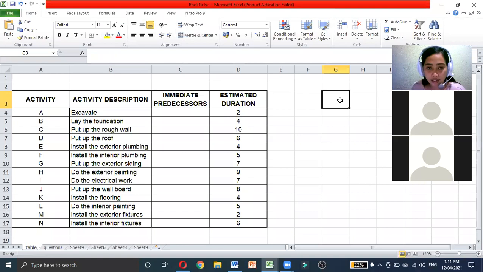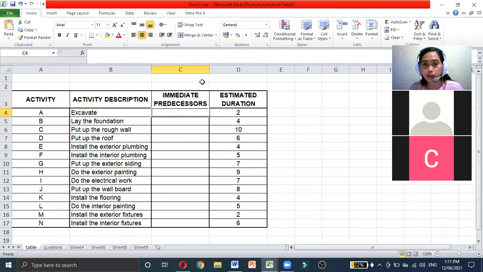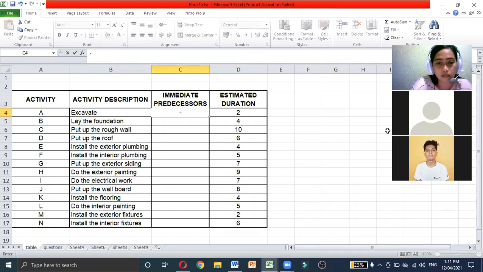Now let's identify the immediate predecessors. For activity A, which is excavate, what is the immediate predecessor? None. Why? It's because it comes first. So excavate doesn't need any of the following activities before it can start, so it can start right away. So you just have to put none or just leave it blank.